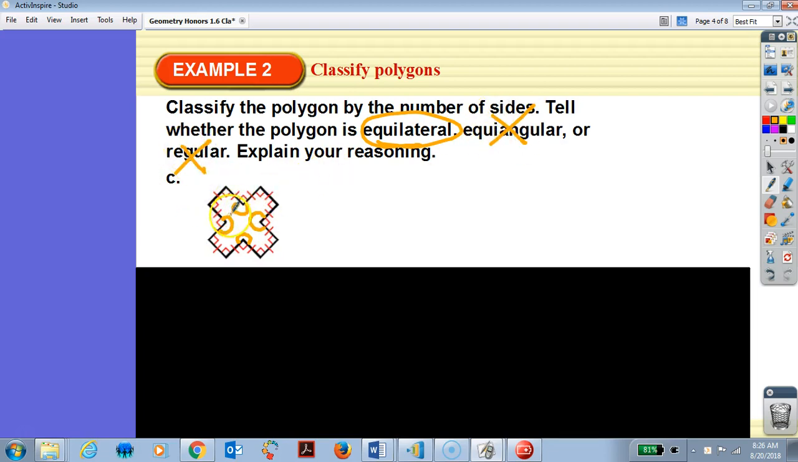Let me give you guys a little cheat sheet. If it's concave, it cannot be regular. Does that make sense? If it's concave, it cannot be regular. So this is a dodecagon. It is equilateral. It is not equiangular, therefore it is not regular.